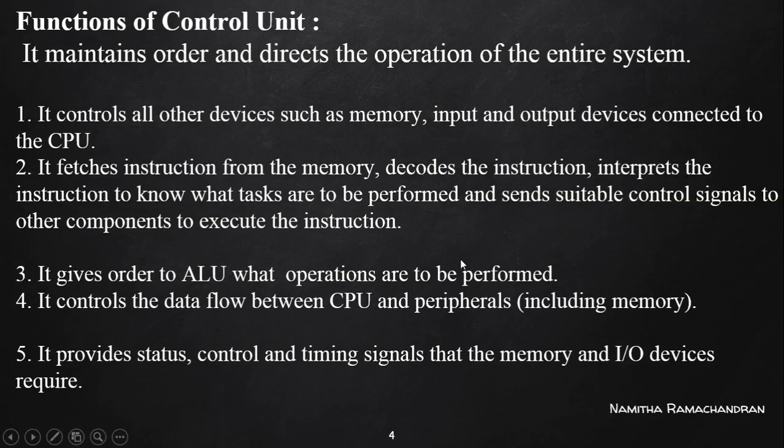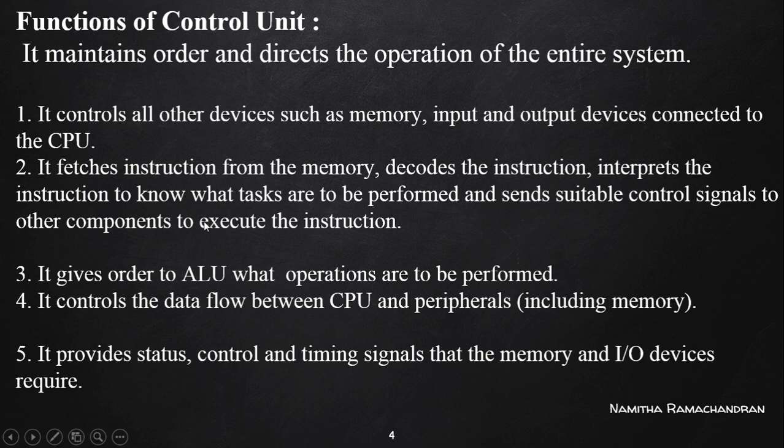First of all, we can consider the functionalities of a control unit. It maintains order and direct the operation of our entire computer system. So it directs the activities performed by our computer system. It controls all other devices like memory, input, output devices connected to our central processing unit. Activities of all other functional units are controlled by our control unit.